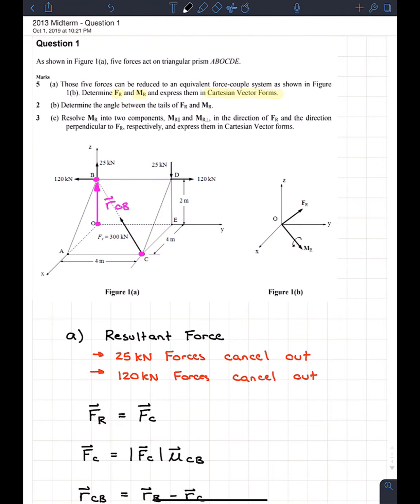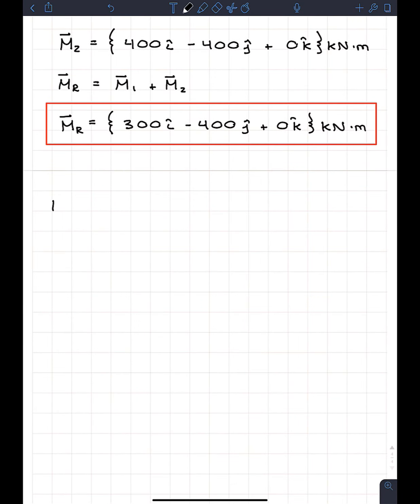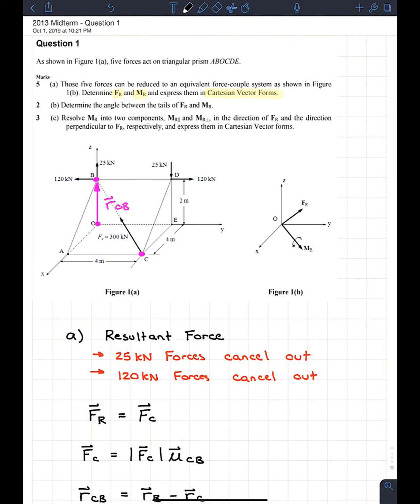And hopefully it's a little bit shorter because that was a lot of work for 5 marks. But we'll find out. So part B, we're going to go up to the top, see what it's asking. It says, determine the angle. And I'm going to highlight that because we know that's a very important word. Between the tails of FR and MR. Okay, well now this is very, very interesting. What it wants us to do is find the angle between 2 vectors.